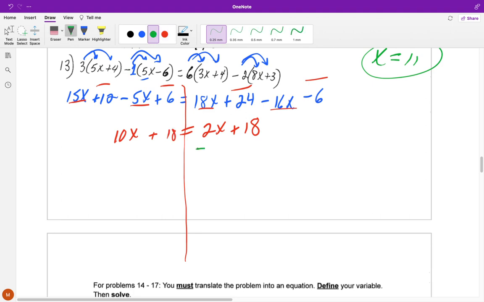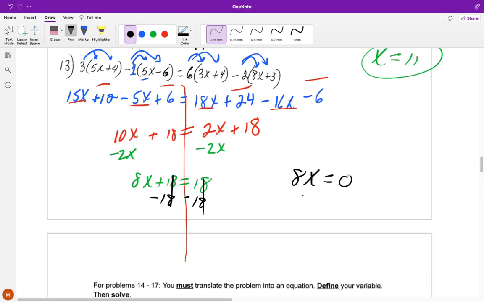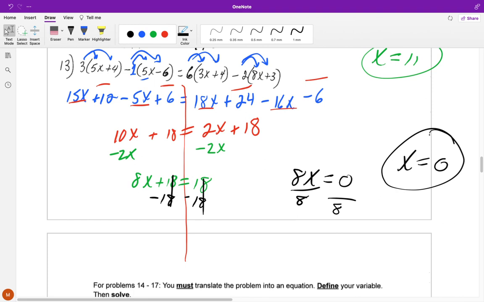So I'm going to move my variable to the left-hand side. I'll subtract 2x from both sides. So 8x plus 18 is equal to 18. I'll subtract 18 now from both sides, and that's going to cancel both of them out. So 8x is equal to 0. Divide each side by 8. So x is equal to 0.